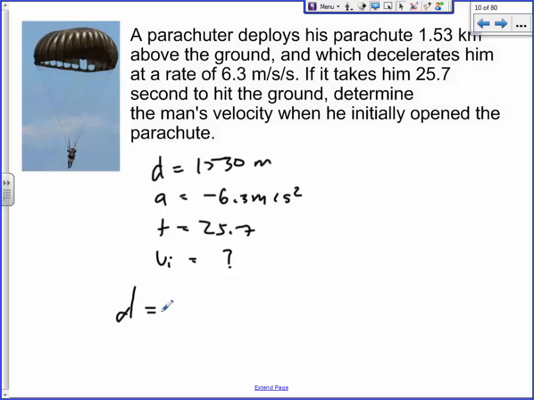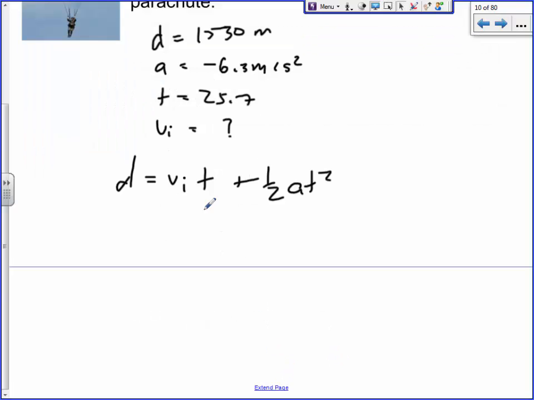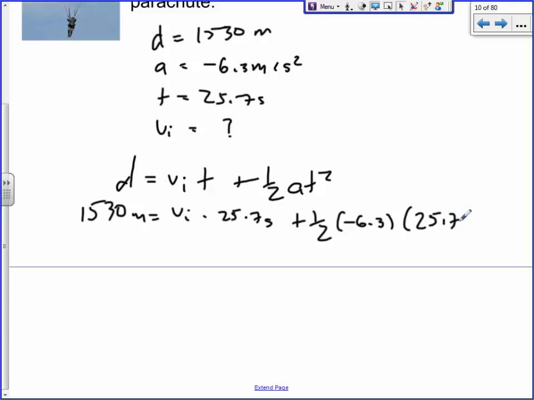So this time our formula is d equals vit plus 1/2 at squared. And we need to solve for vi. So let's plug in some values. 1530 equals vi times 25.7 seconds. Plus 1/2 of negative 6.3, 25.7 seconds squared. Units in there.